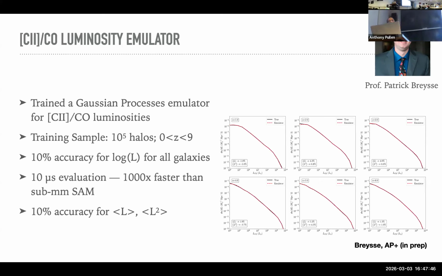He set some benchmarks, and what we were able to find was that by using a training sample of about 100,000 halos over a redshift range of 0 to 9, he was able to get an emulator that was 10% accurate in log luminosity for all the galaxies.